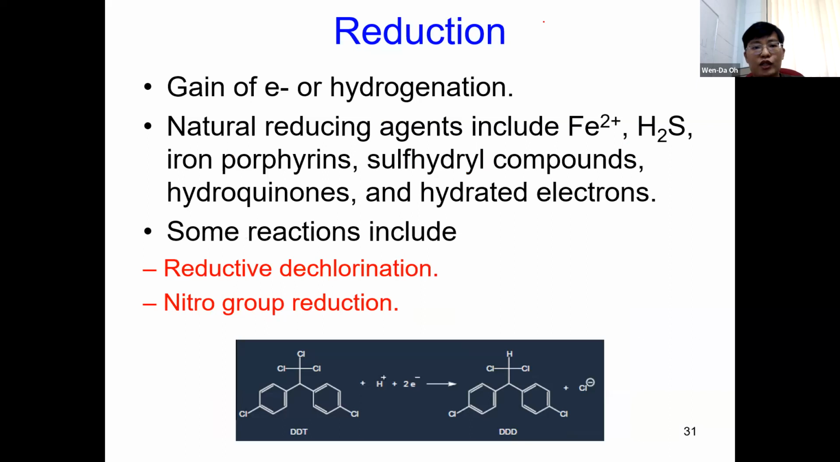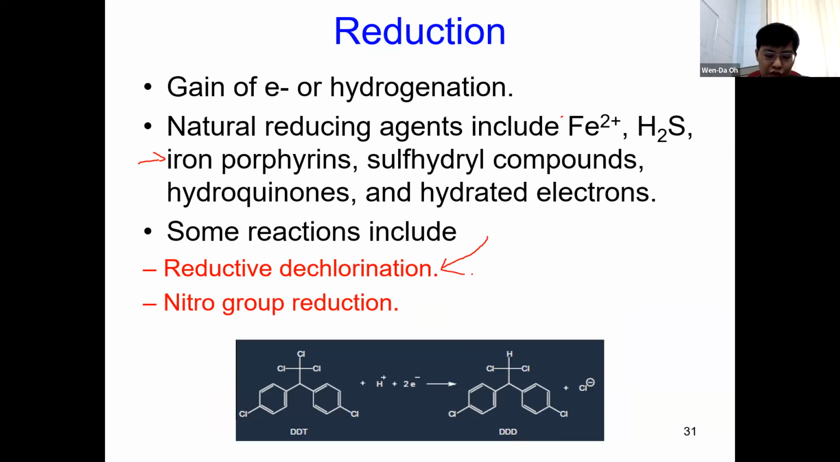So reduction is less common in the environment, but it can also happen. Natural reducing agents involve iron, hydrogen sulfide, and iron porphyrin. All these you can find in our red blood cells. And then we have sulfhydryl compounds, hydroquinones, and so on. The other one is reductive dechlorination.